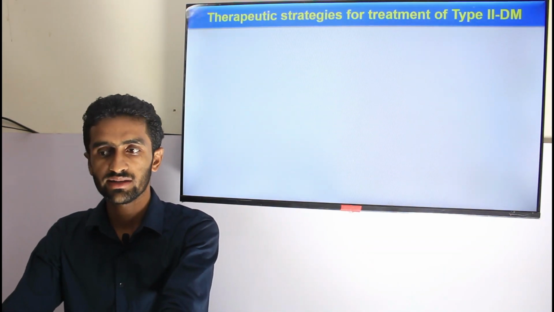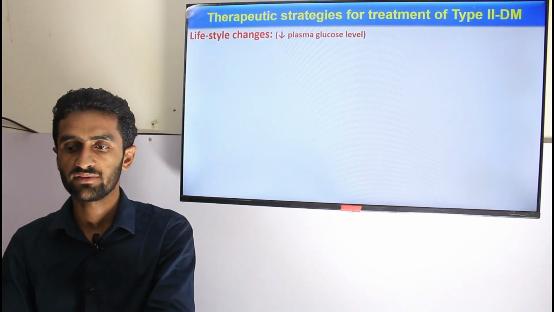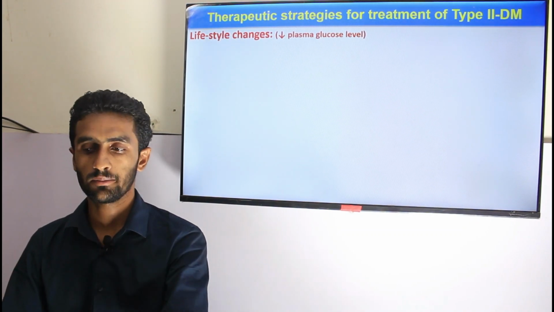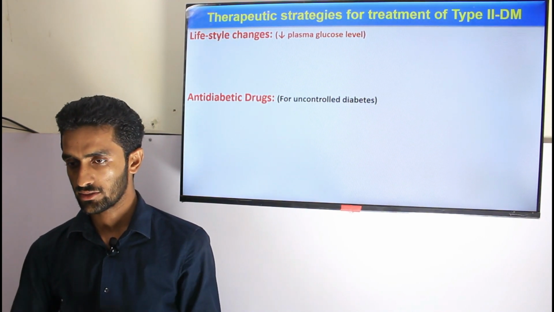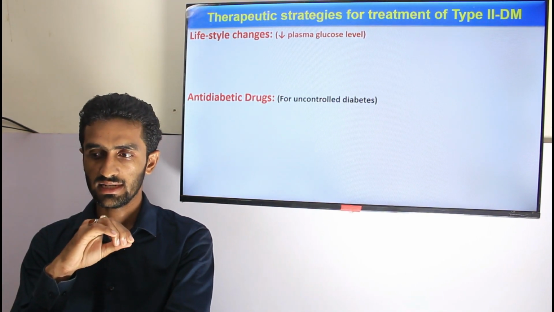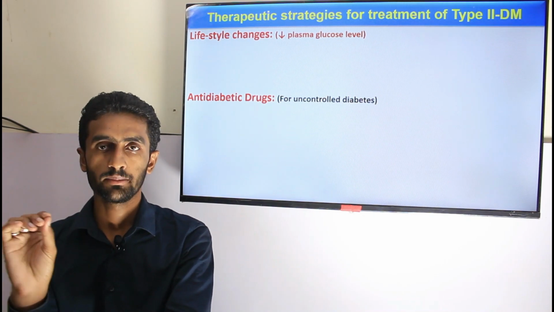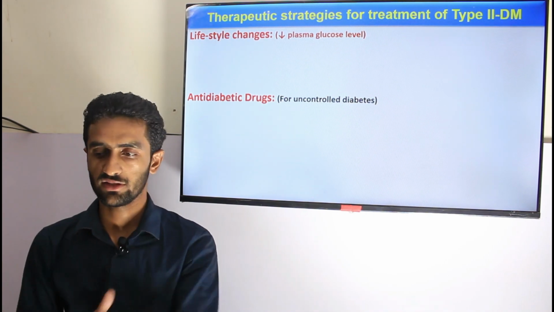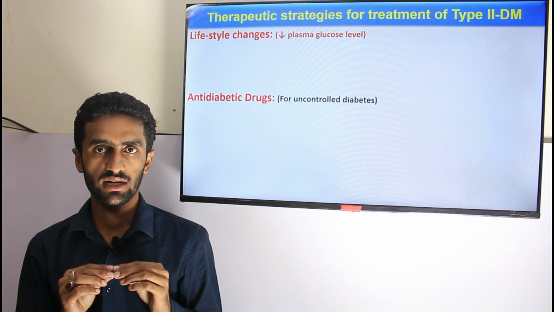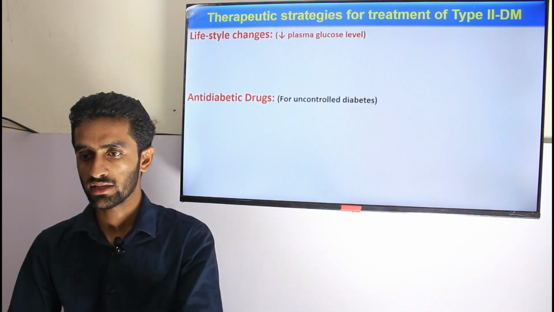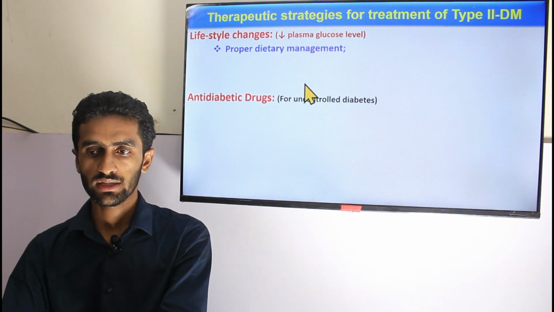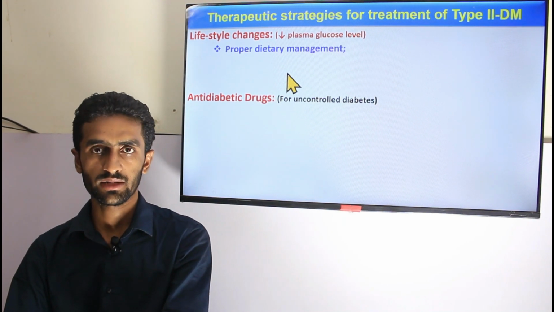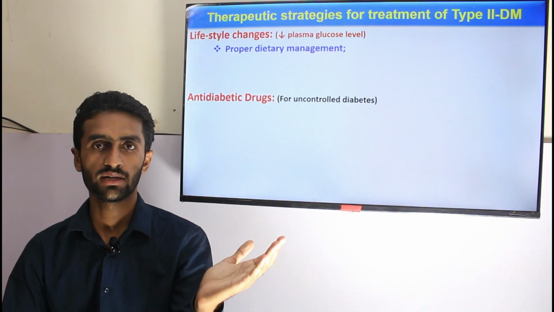Okay. So what are the therapeutic strategies? Of course, we start with lifestyle changes to decrease the plasma glucose, and if it is uncontrolled, then you go for the anti-diabetic drug. Okay. In this lecture we are dealing with type 2, because insulin is associated with type 1. So majorly we are discussing the oral and subcutaneous drugs associated with the treatment of type 2 diabetes. Okay. So in lifestyle changes, you should follow proper dietary management. The patient should follow the dietary chart.